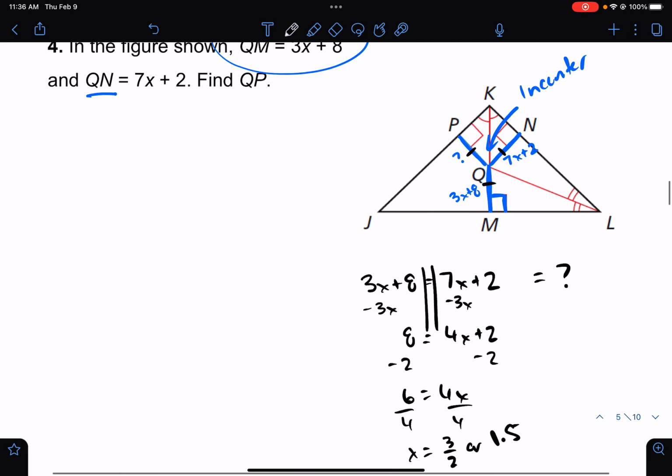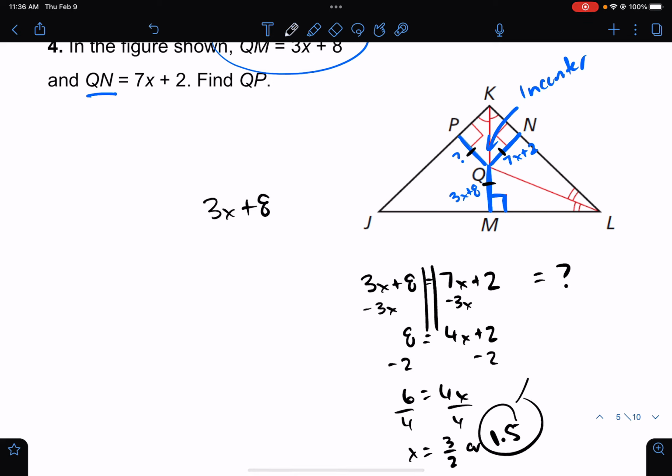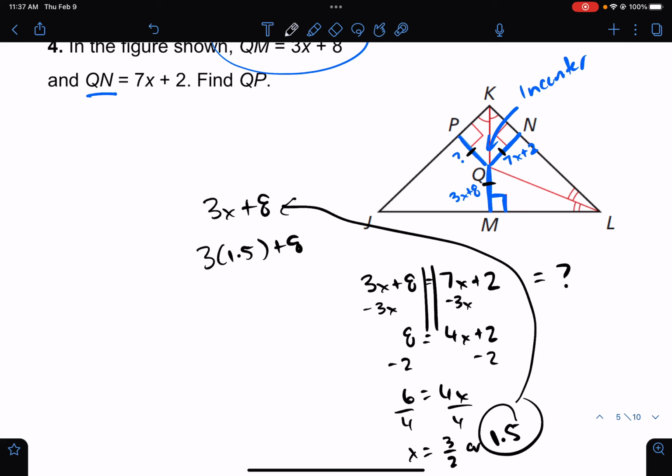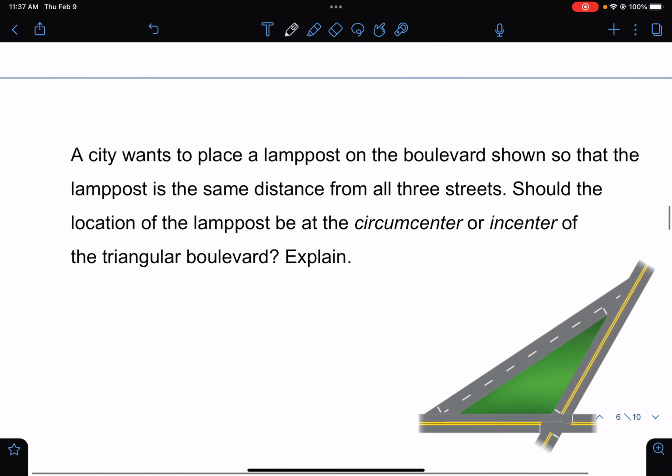All right. So now that I know what x is, I can figure out the length of one of these 2 sides. Let's go ahead and do this one, the 3x plus 8. So 3x plus 8, but x I know is 1.5. So I'm going to plug that in. 3 times 1.5 plus 8. 3 times 1.5 is 4.5 plus 8 is 12.5. So this length right here is 12.5, which means this length right here is 12.5, and that means this length is 12.5, which is what I was looking for. Okay. All right.